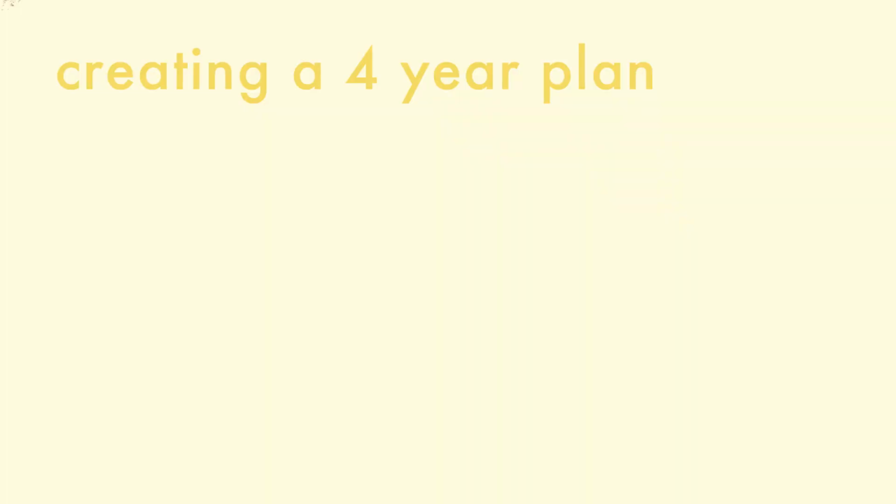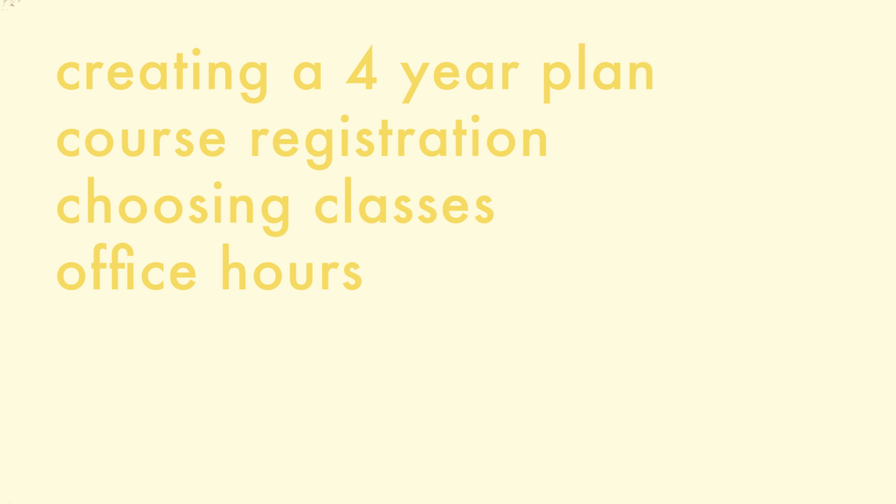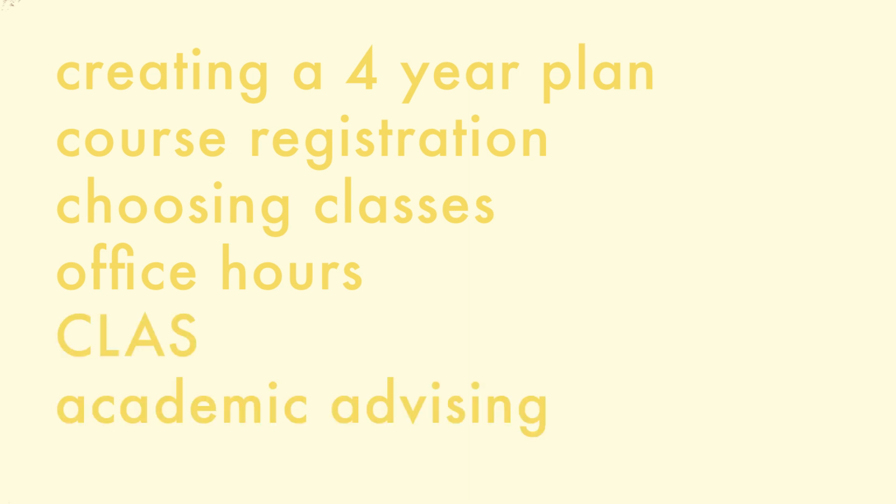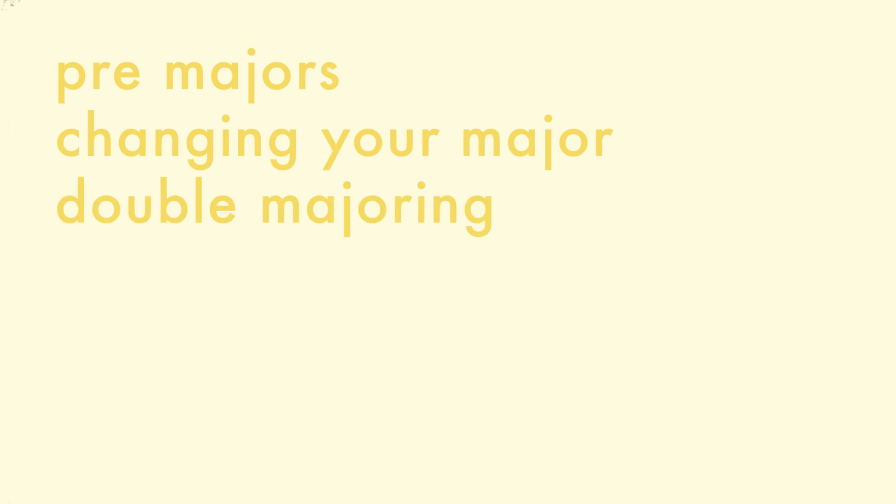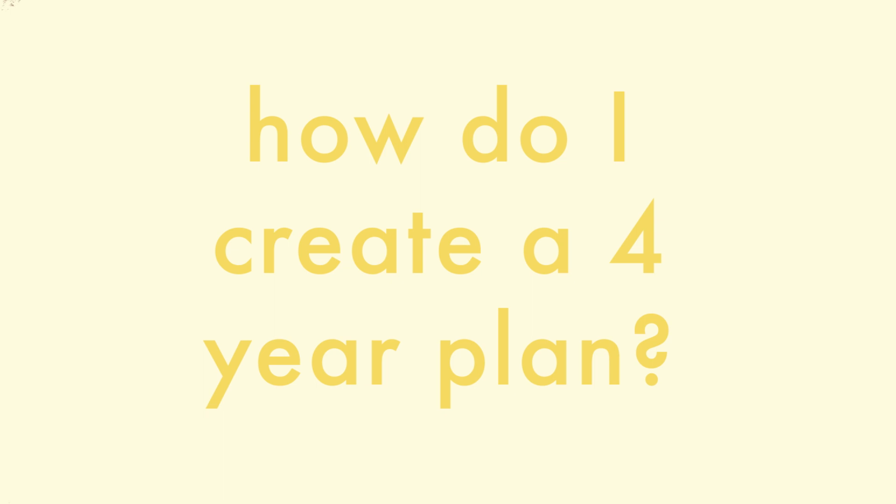This includes learning how to create a 4-year plan, course registration, choosing classes, office hours, CLAS, academic advising, information on pre-majors, changing your major, double majoring, minors, and certificates. There's timestamps in the description box below, so feel free to skip around if you need to. We're just going to get right into how to create your 4-year plan.